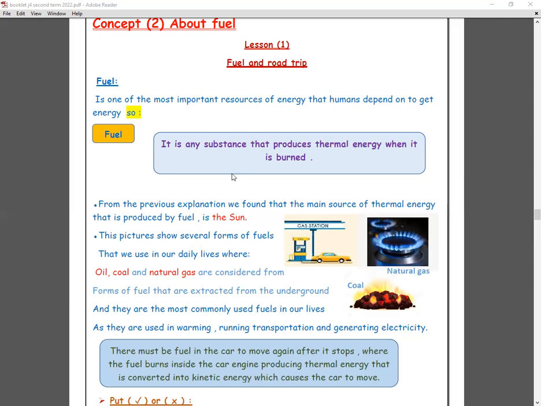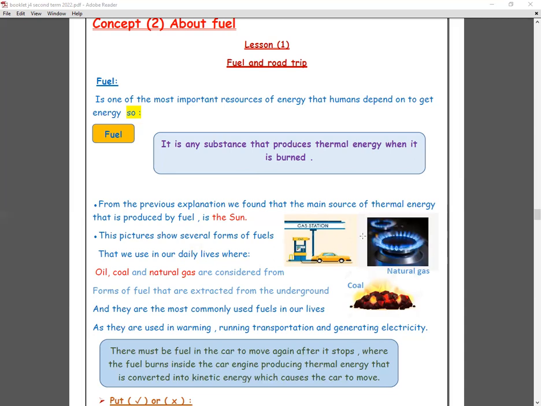Any form of these fuels, whether coal, natural gas, or gasoline, we can prepare from the primary source, which is the sun. So the sun is the main source of thermal energy. Why? Because from the sun, we can prepare or produce the fuels so we can burn them and get the thermal energy.